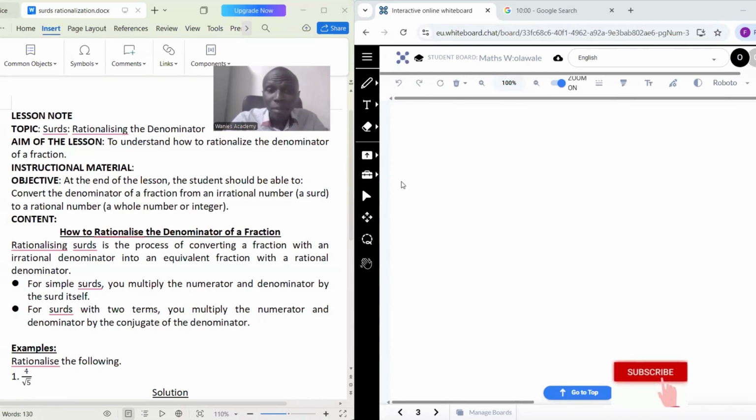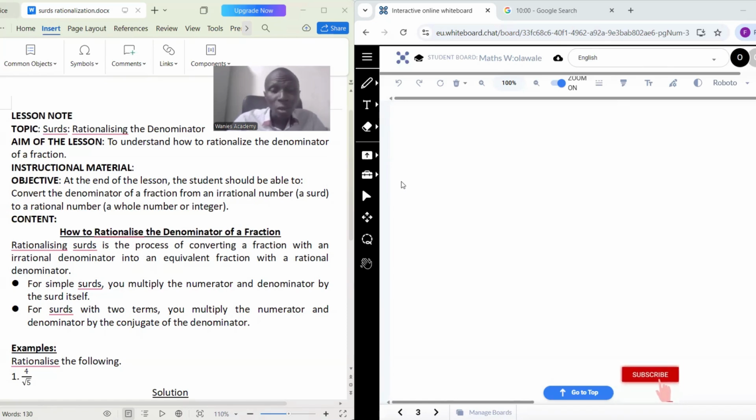And in our mathematics class today, we're looking at the topic Surds and focusing on rationalizing the denominator. The aim of this lesson is for you to understand how to rationalize the denominator of a fraction. The objective is that at the end of this lesson, you'll be able to convert the denominator of a fraction from an irrational number, which is a surd, to a rational number, which is a whole number or an integer. Let's now look at how to rationalize the denominator of a fraction.